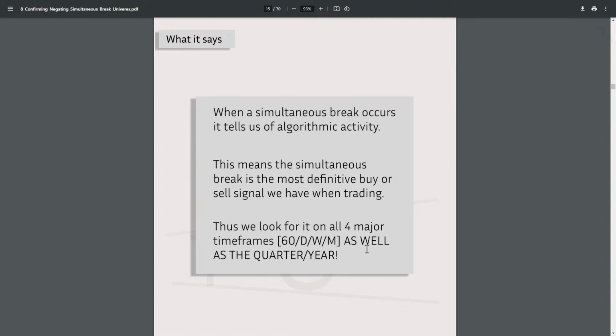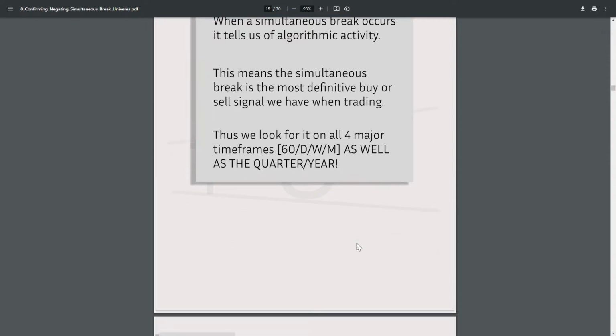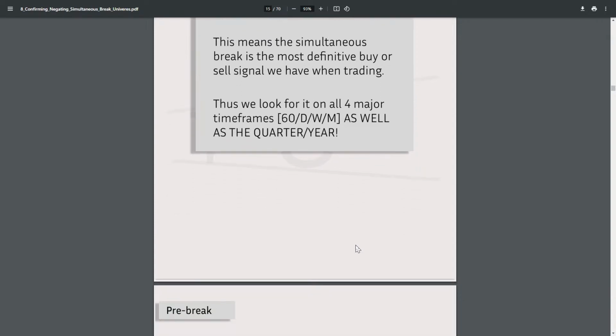So we look for it on all 4 major time frames. We look for the 60, the day, the week, the month, as well as the quarter and the year, because we're always monitoring our higher time frames and continuity levels and what's in force.